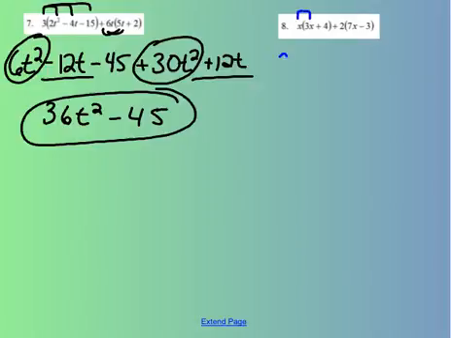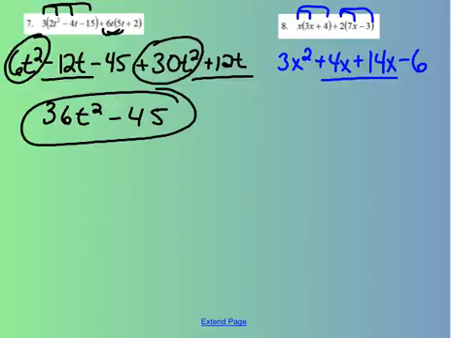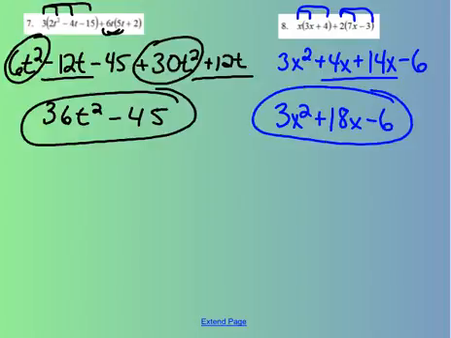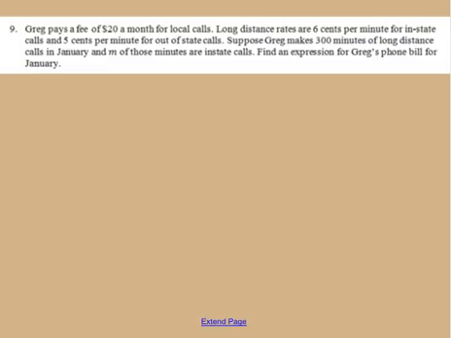Let's try this. 3x squared. Then the other term would be plus 4x plus 2 times 7x is 14x. 2 times 3 is minus 6. Combine like terms: 3x squared plus 18x minus 6. One thing I should have probably done on those last 5 and 6 with that negative sign is rewrite them, but just don't get confused.